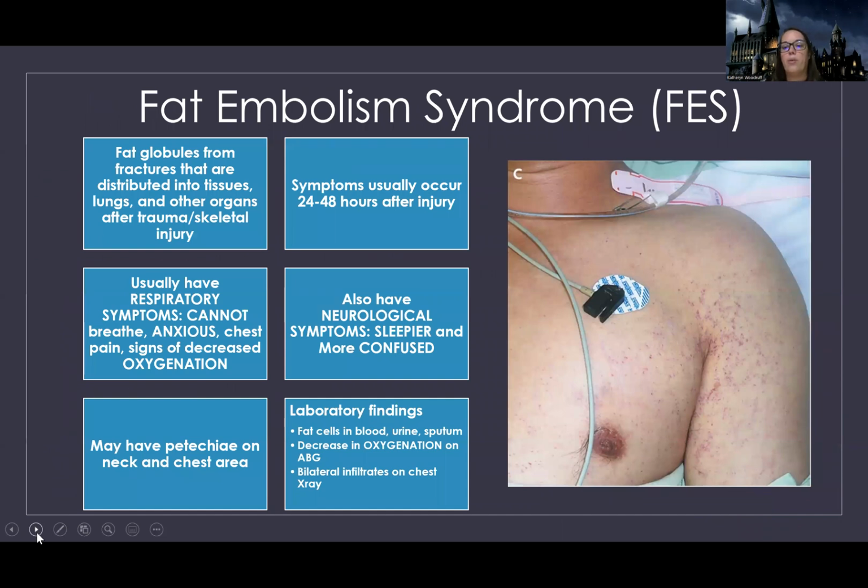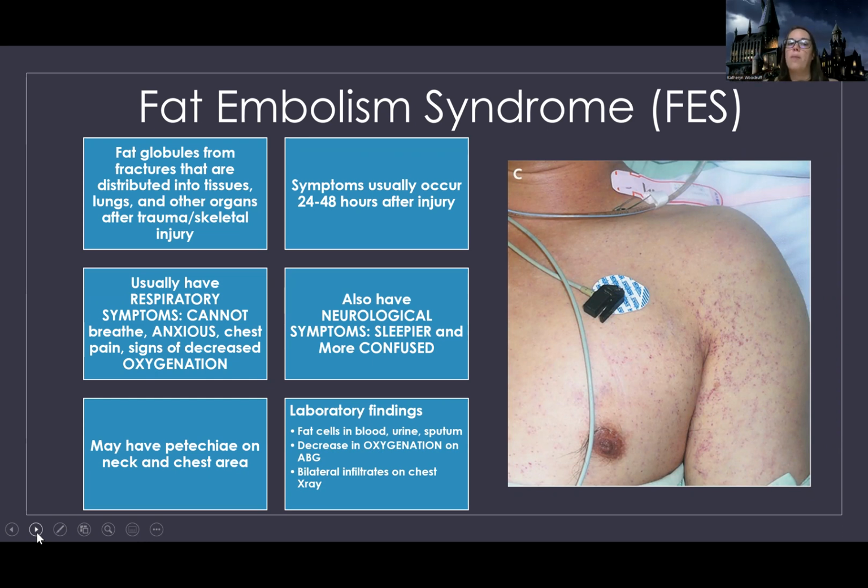Now let's talk about the other acute complication that we definitely want to be looking out for on our exams. That's known as Fat Embolism Syndrome, or FES. This is a syndrome where there are fat globules from fractures. They usually start at the fracture and then they're distributed. They tend to go to the lungs and up into the brain.